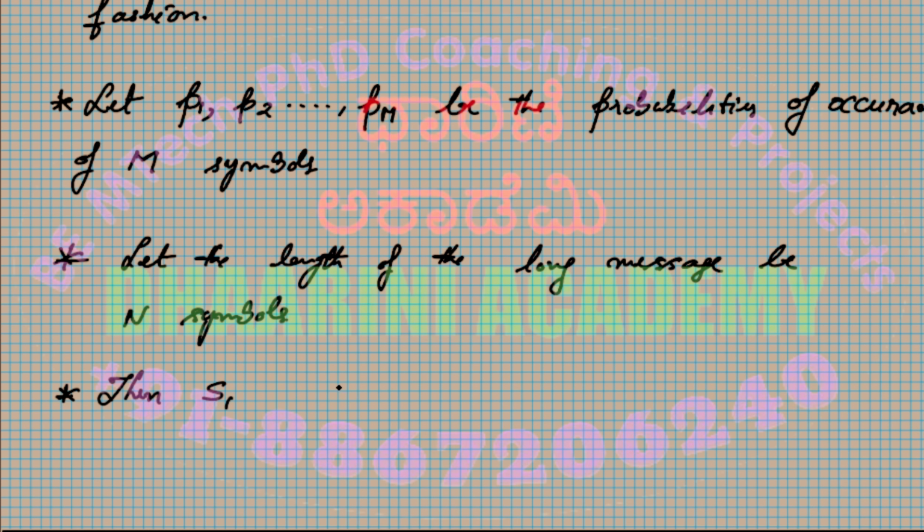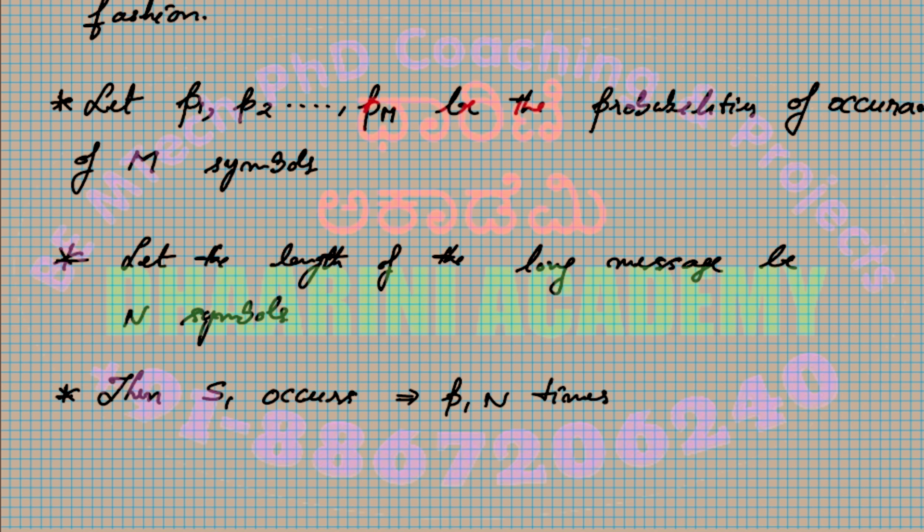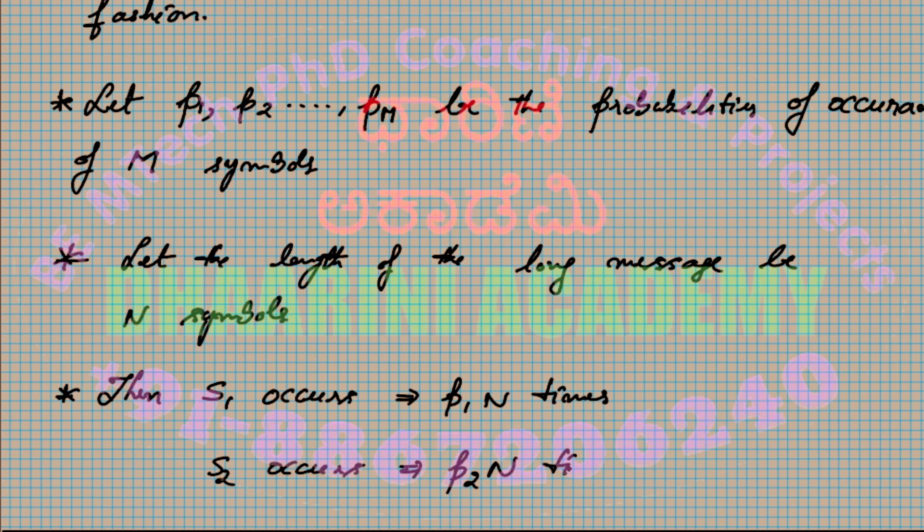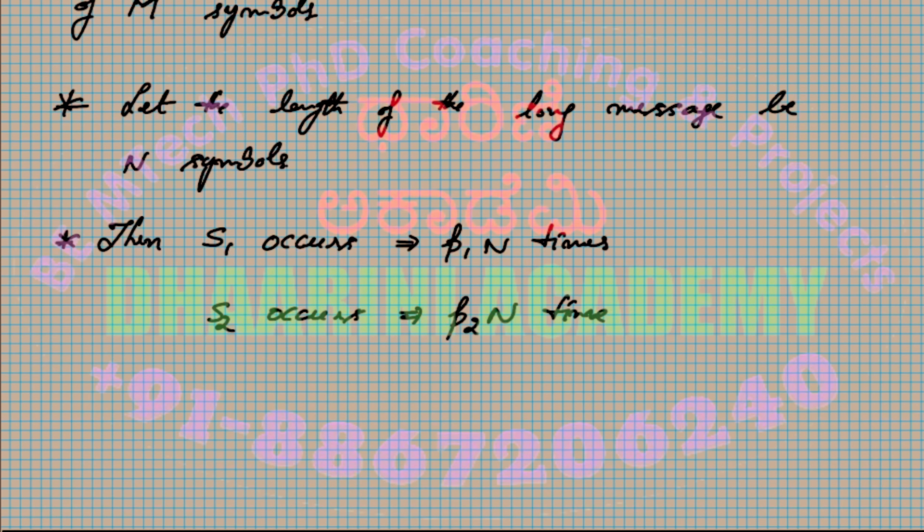Then the symbol S1 occurs, right? How many times? P1 into n times, correct? Just now I did. So A occurs, probability of A, which is half, into this length. If length is 10, so half into 10, it's 5 times. Now S1 occurs these many times. Similarly, I can say S2 occurs. How many times? It is the probability of S2, that is P2 into n times, and so on, correct? This repeats. For all the symbols, this is going to happen.